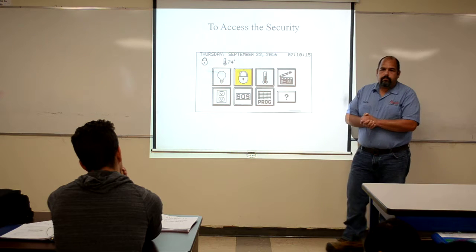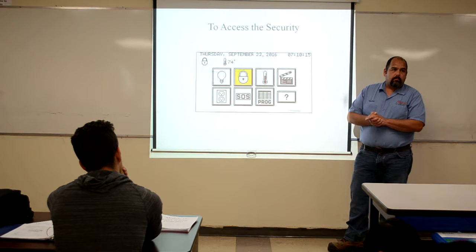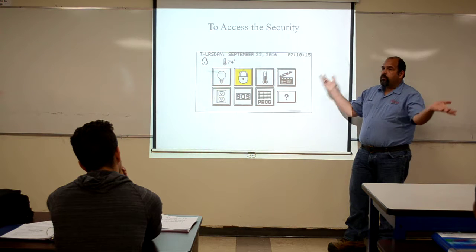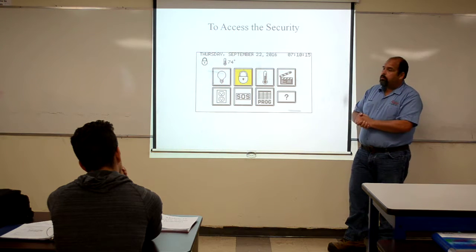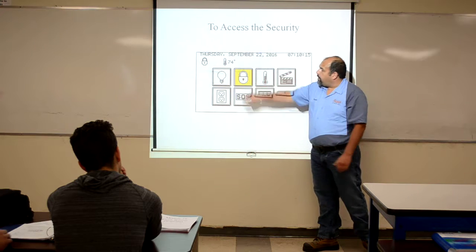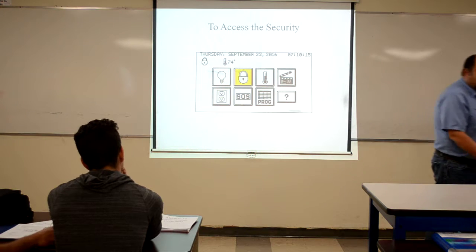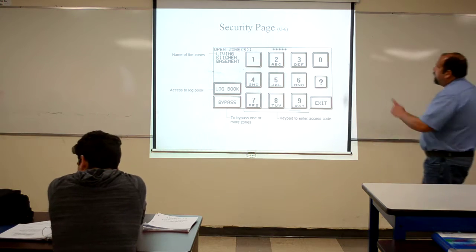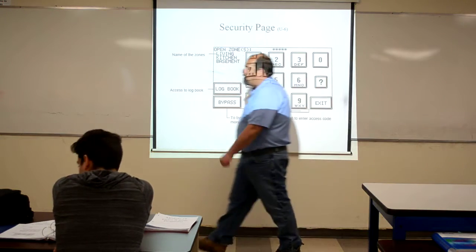Back to the main page, because we pressed exit. I would like to go arm or disarm my system. The system was armed, I would like to go disarm it. By simply pressing on the padlock, it'll bring us to the security page. And this is the security page, as you'll see in the user's guide, page 6.